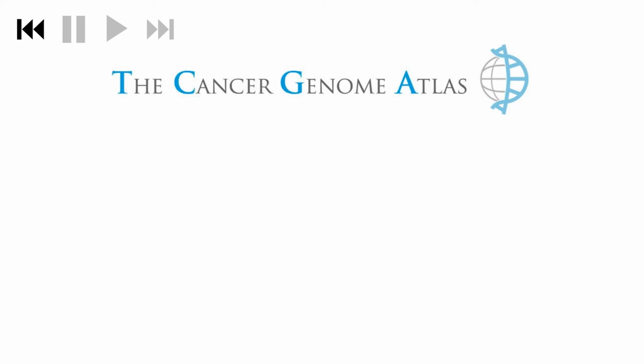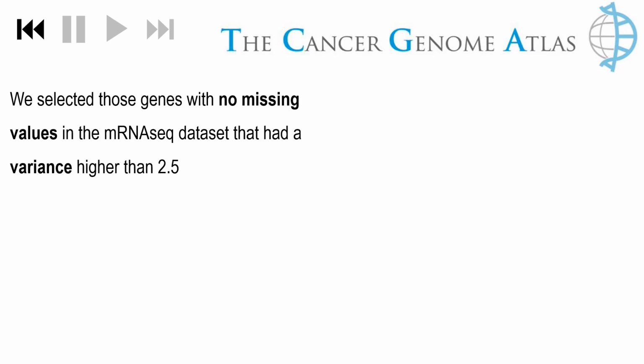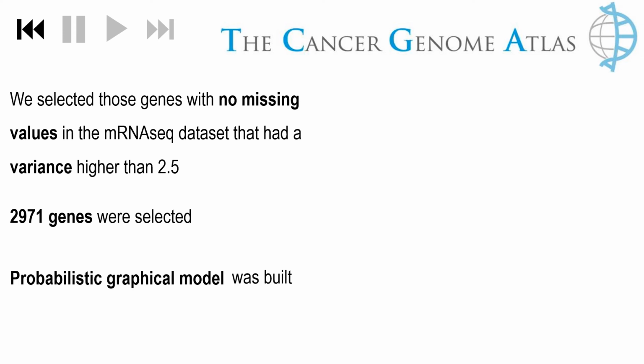This research began a few years ago when we downloaded the data from the Cancer Genome Atlas portal. There was data from 472 skin cutaneous melanoma samples. We downloaded the clinical database and the mRNA-seq dataset. We selected those genes without missing values in the mRNA-seq dataset that had a variance higher than 2.5. And finally, we got 2,971 genes. Then we built a probabilistic graphical model.